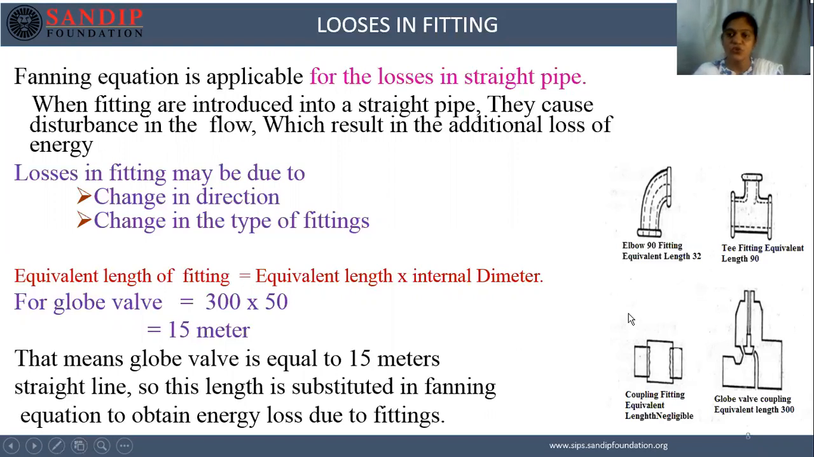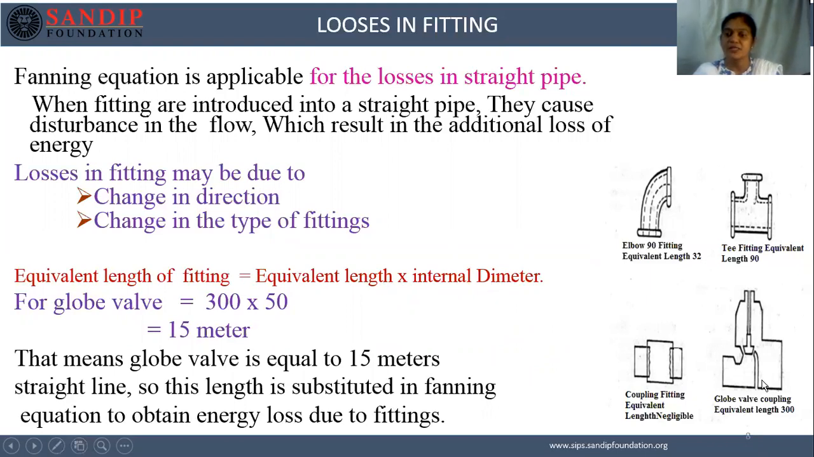Now as shown in this diagram, some equivalent length is mentioned for the elbow fitting, then T fitting, then coupling fitting, as well as the globe valve coupling. Now the equivalent length of a fitting is calculated with the help of the equation: equivalent length ratio into the internal diameter.